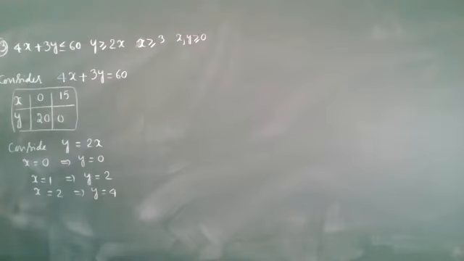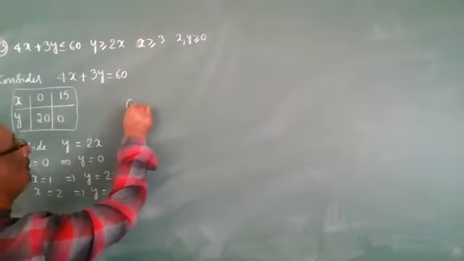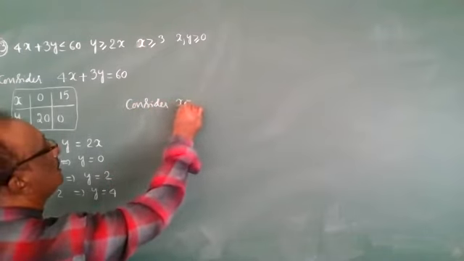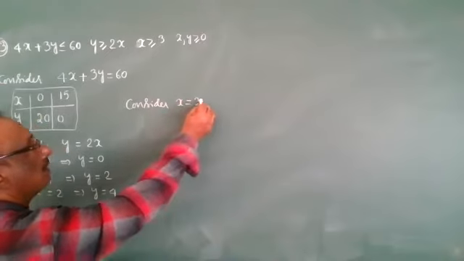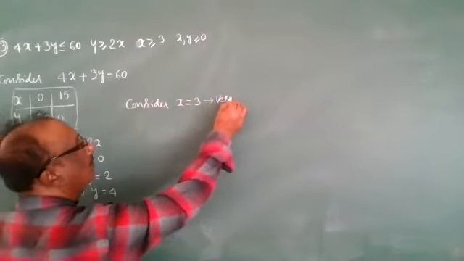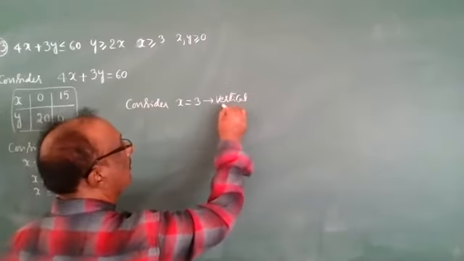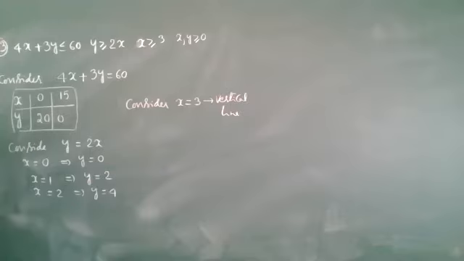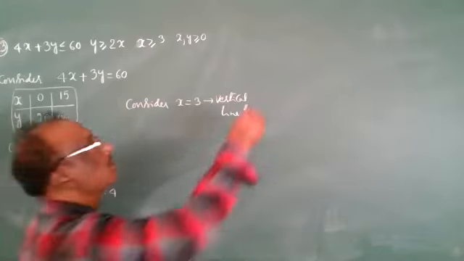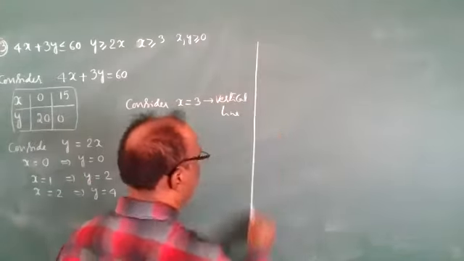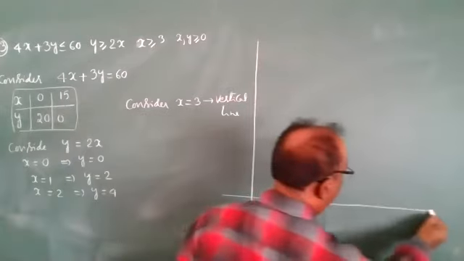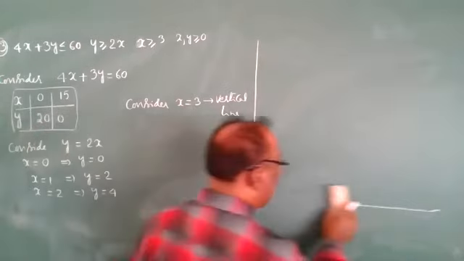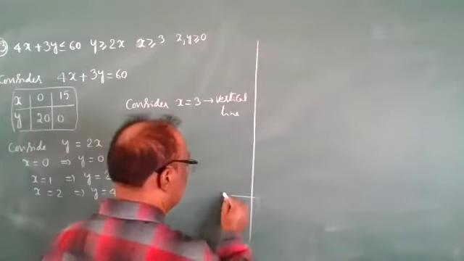Next is the third line. X is equal to 3, so it is a vertical line. These points I will take, and I will draw the figure.